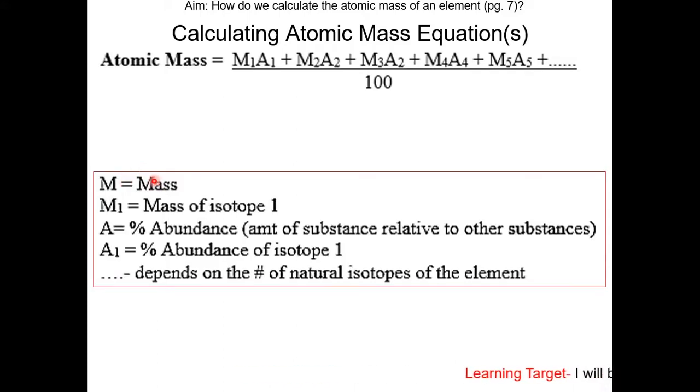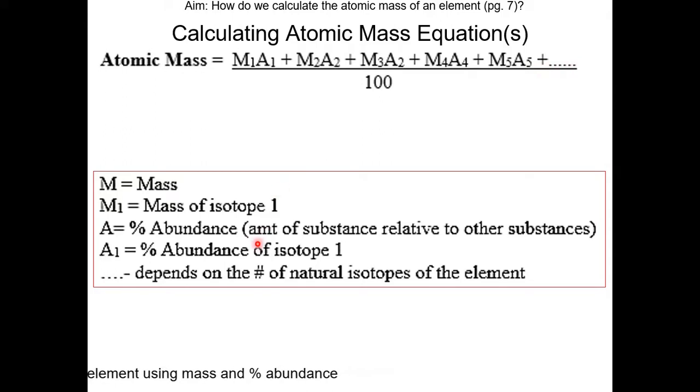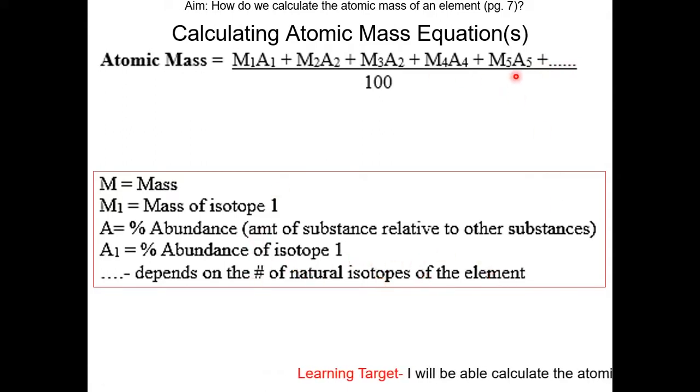M stands for mass, so M1 will be the mass of isotope 1, M2 will be the mass of isotope 2, and so on. A stands for percent abundance, the amount of the substance relative to other substances. So A1 will be the percent abundance of isotope 1, A2 will be the percent abundance of isotope 2. The dotted line represents the number of naturally occurring isotopes of the element. So this equation can keep going depending on how many naturally occurring isotopes the element has.